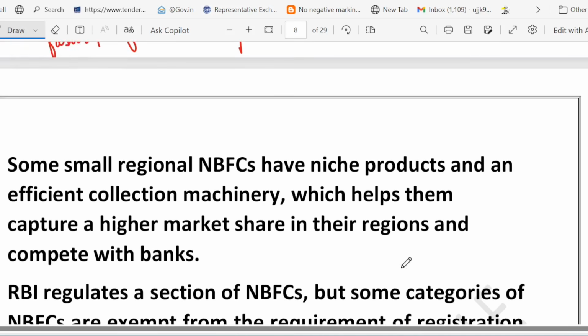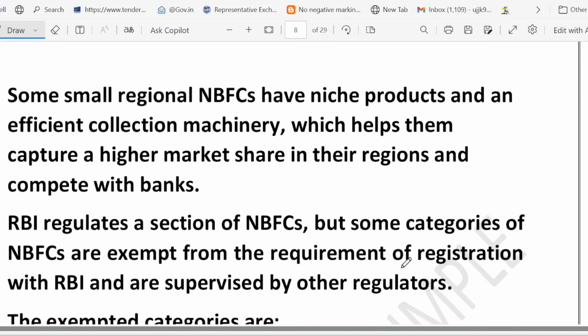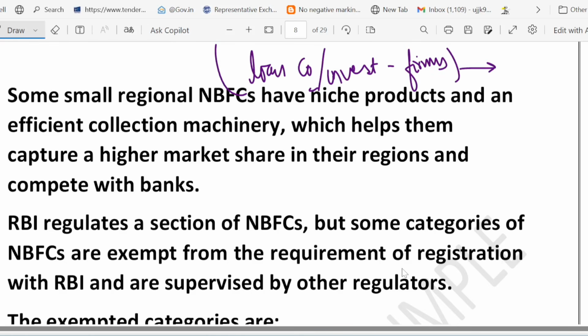First of all, let's talk about the RBI regulated NBFC. Most NBFC, like loan companies or investment firms, are directly supervised by RBI. They are under direct RBI supervision. So what do they need? They need RBI registration, and they must follow strict rules regarding capital requirement, audit, etc.